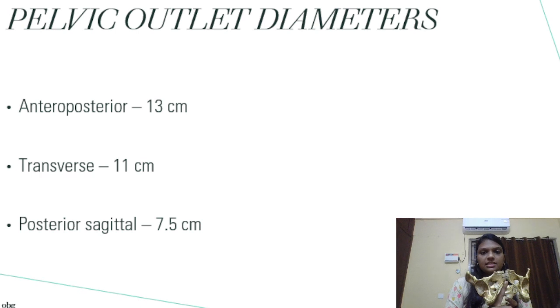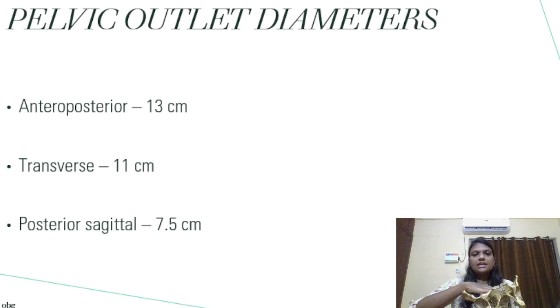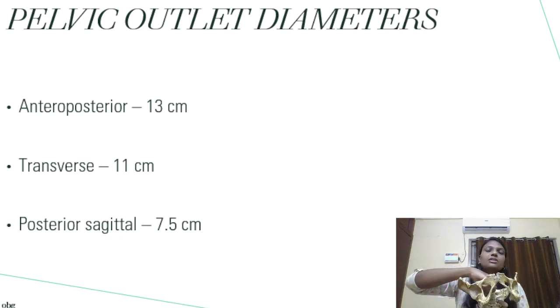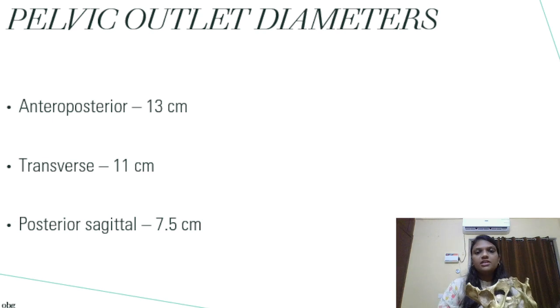Anteroposterior diameter 13 centimeter, transverse diameter of the outlet between the two ischial tuberosities about 11 centimeter, and posterior sagittal diameter about 7.5 centimeter. The largest diameter of the pelvic inlet is the transverse diameter, whereas the largest diameter of the pelvic outlet is the anteroposterior diameter. So the head of the baby enters the pelvic inlet through the transverse diameter, rotates to the anteroposterior diameter in the outlet, and then gets delivered.